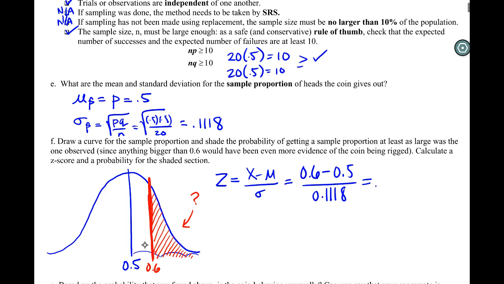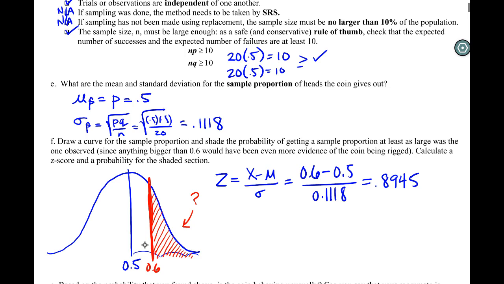0.8945. So definitely not unusual based on that z-score. It's not even one standard deviation away from the mean. If we wanted to, we can also look up this probability. We have lots of ways we could do that. We could use our z-table because we do already have a z-score.